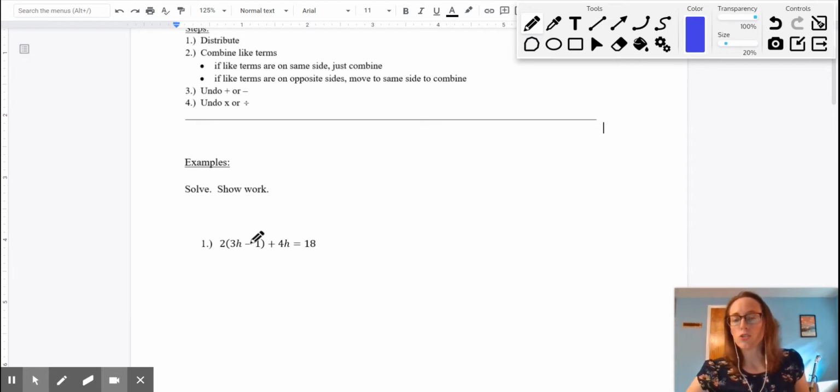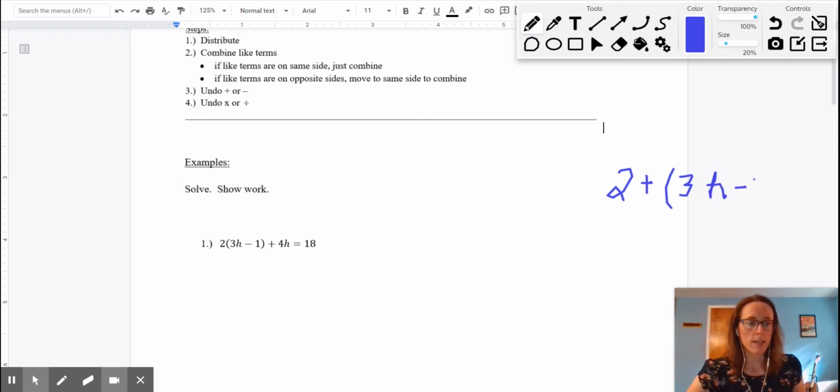So here's how you know when to distribute. When you have a number that's touching parentheses with nothing in between, that's when you need to distribute. If we have the same expression, but we had a plus in between, then this would not be a time to distribute. In this case, we could actually just lift out the parentheses because all we're doing here is adding this 2 in this expression.